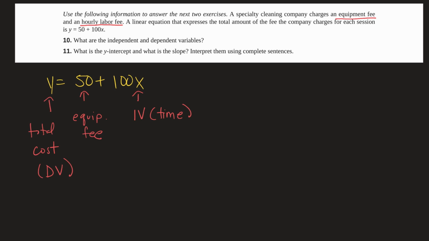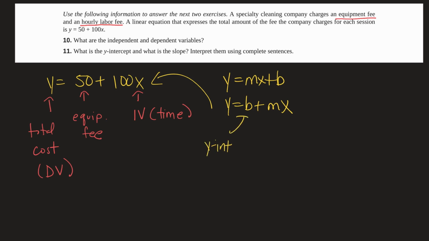Well, remember that this is a modified version of y equals mx plus b. That's the slope-intercept form of a line. We can rearrange it to y equals b plus mx. That's what we have actually in our equation. In this case, b is our y-intercept, and m is our slope. Of course, x is our hours.